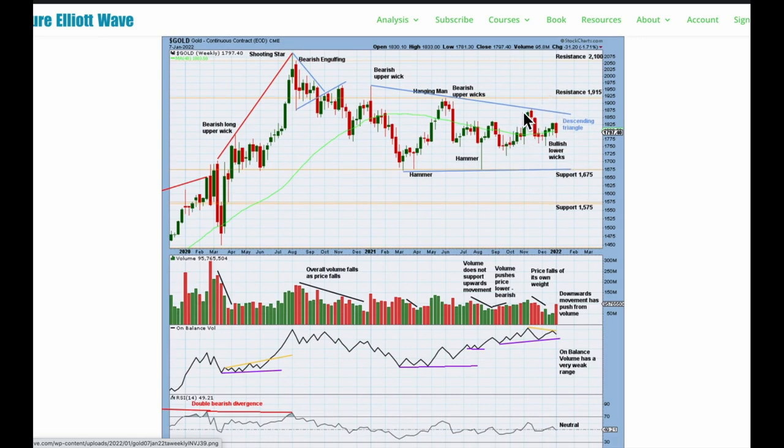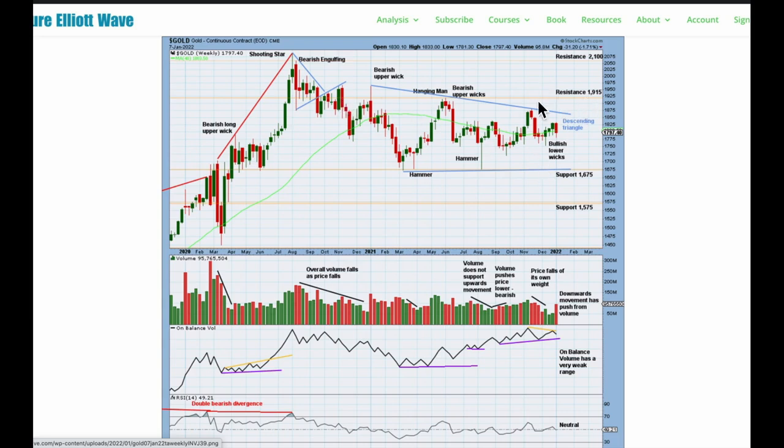We need to see a break above the line of resistance or below the line of support. That means a close above resistance or a close below support. An upward breakout requires support from volume, not necessarily so for a downward breakout because price can fall of its own weight. That's a shorthand way of saying price can fall due to a lack of activity from buyers just as easily and quickly as it can due to activity from sellers.